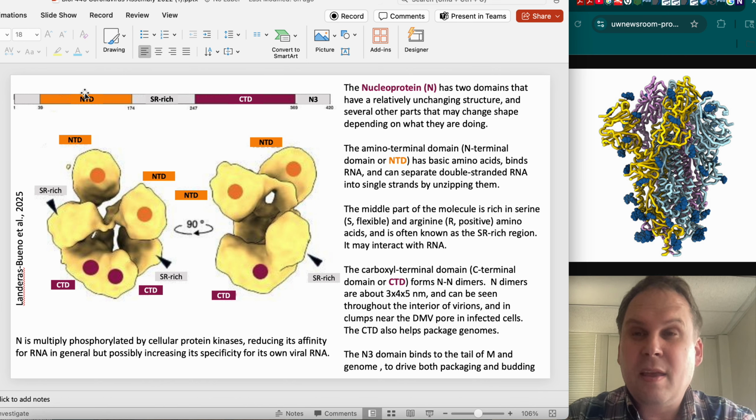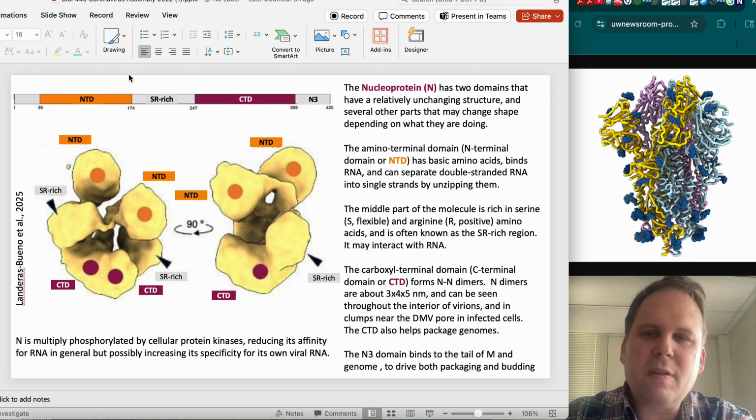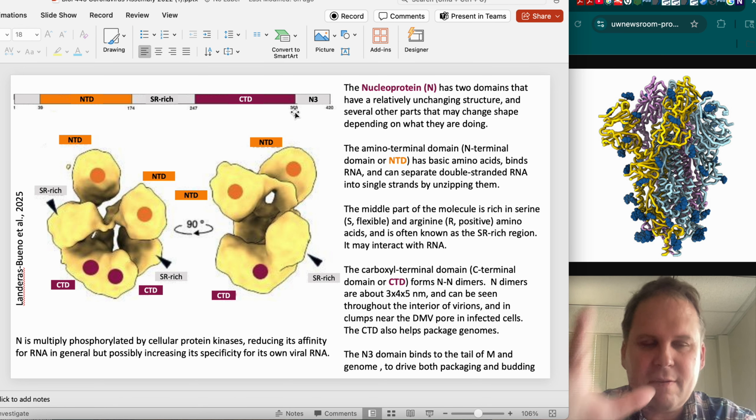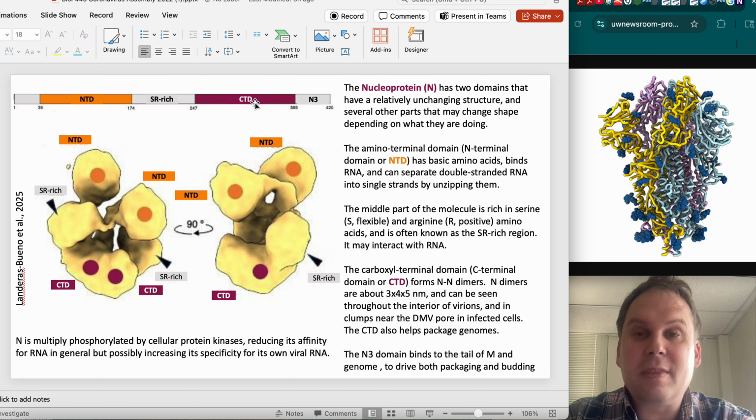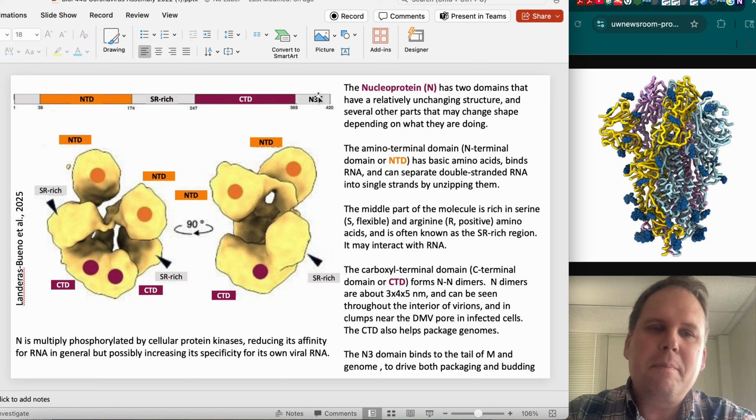Nucleoprotein has 3 domains, one at the front, the N-terminal or amino terminal domain. You'll see it as NTD on here. A middle domain, which tends to be full of serine and arginine and sometimes asparagine, which is N. A C-terminal domain, which is again folded up in like a little ball. The C-terminal domain is going to help the nucleoprotein dimerize. And the N3 domain, the mysterious N3 domain, that's super important for packaging and budding interactions.